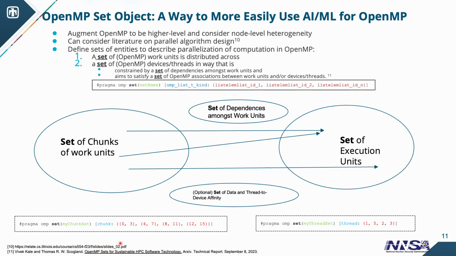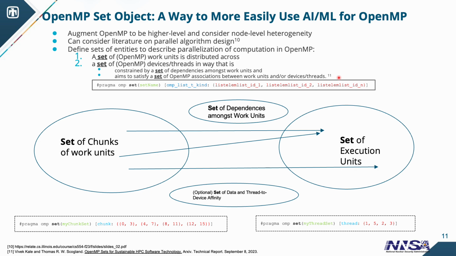Now, I have worked with Tom Scogland from LLNL on an OpenMP set interface. This set interface provides a mechanism to describe parallelizing computation via OpenMP in consideration of this literature on parallel algorithm design. Specifically, parallelizing computing with OpenMP involves distributing a set of work units across a set of OpenMP devices or threads, following constraints of a set of data dependencies, and optionally using a set of OpenMP associations between work units and/or devices.